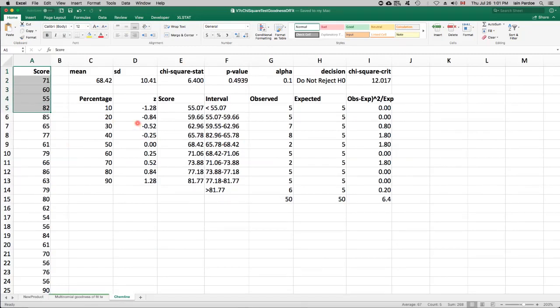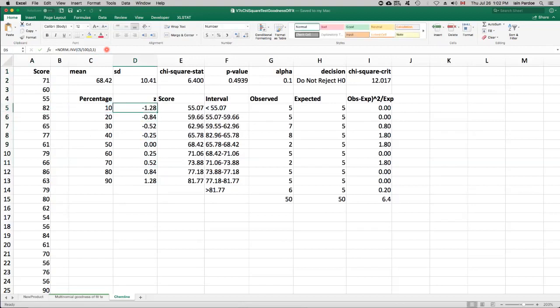And the way that we can do that is look at the 10%, 20%, 30%, and so on percentiles of a normal distribution. So that's what these numbers are here. So they're just calculated using norm.inv.